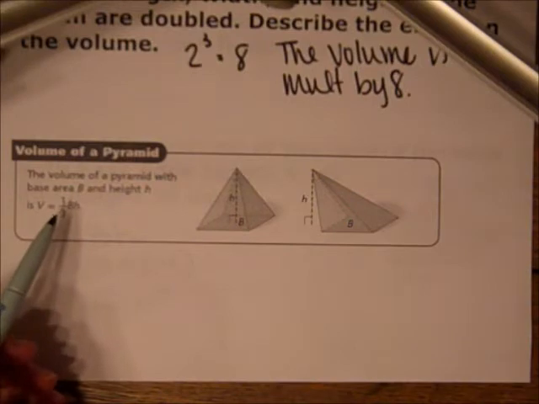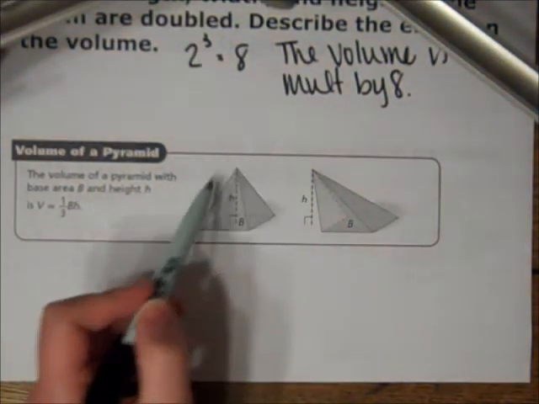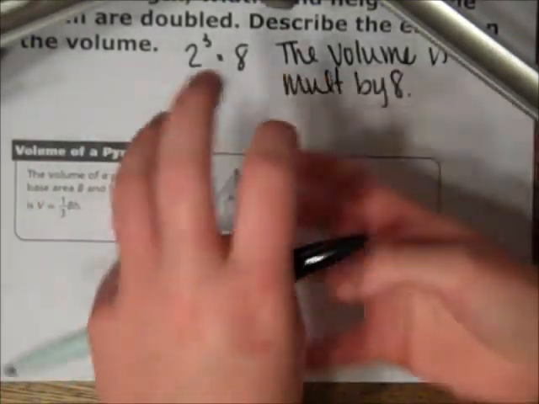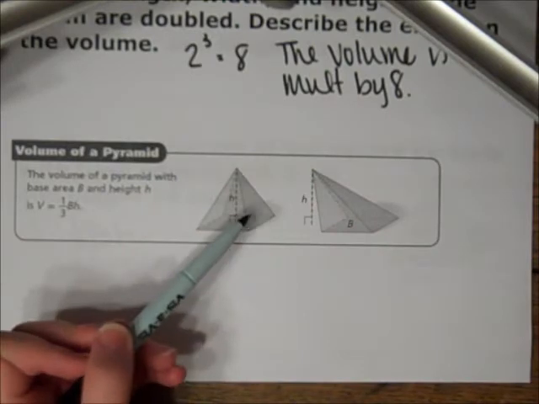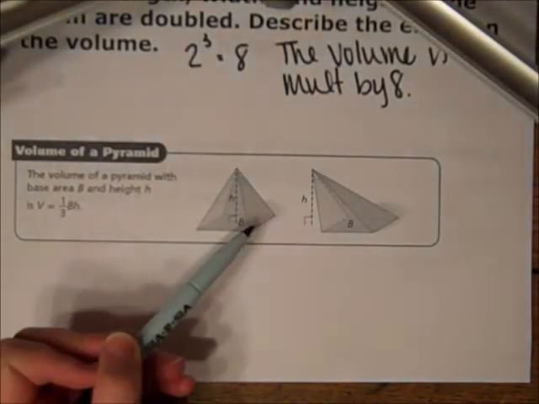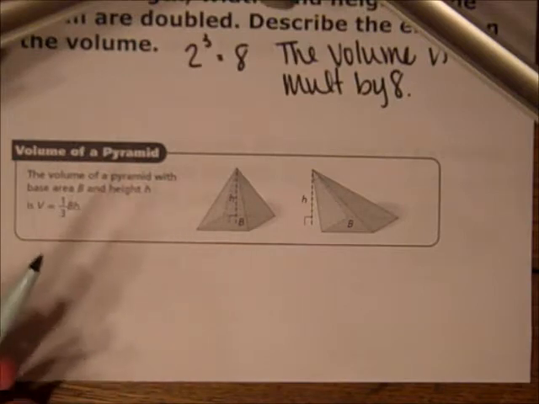And there's a cool graphic in the book that I'll show you tomorrow where it shows you where the 1/3 comes from. Because basically if we had 3 of these equally sized pyramids, I could fold them and put them together and it would make 1 cube. So it takes 3 square pyramids to make a cube. So that's where the 1/3 comes from.